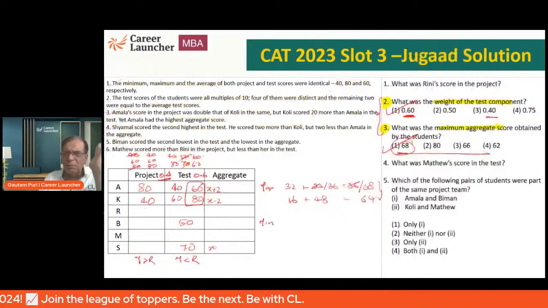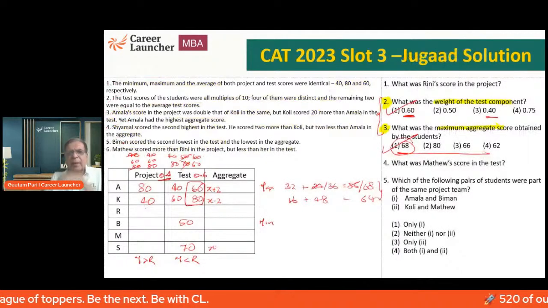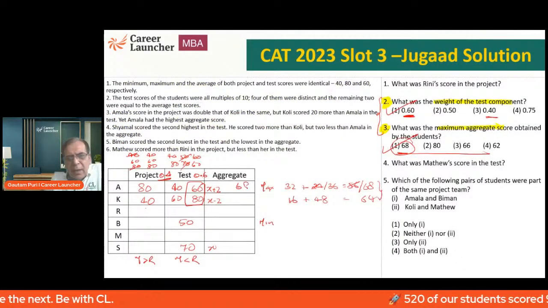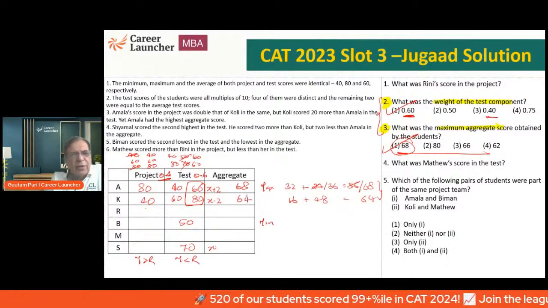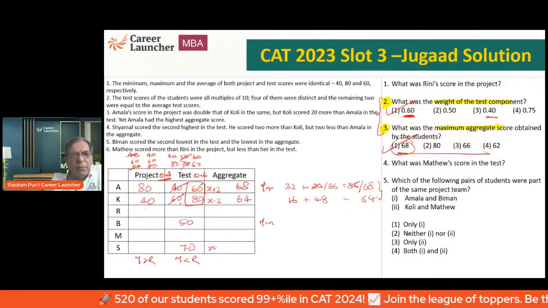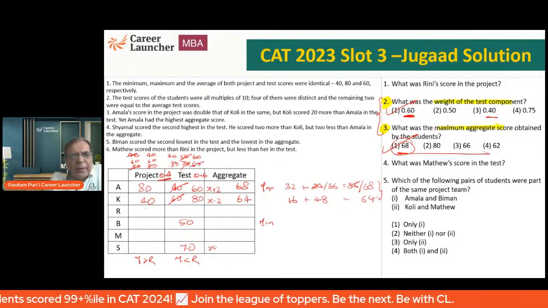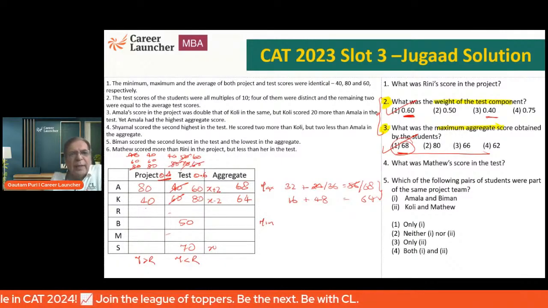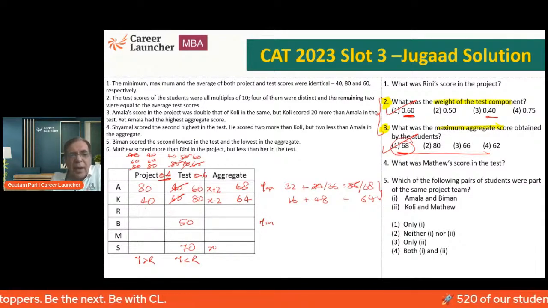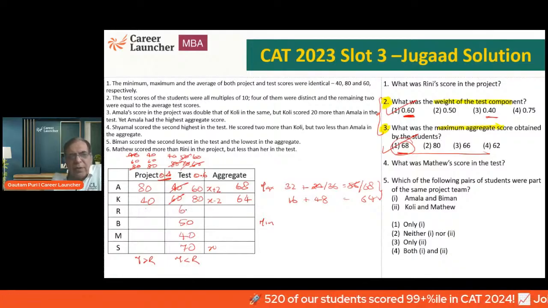Okay. So the starting point is clear. That means this is 68. Kohli has to be 64. These two are out. That means 60 and 80 are gone. 160 and 180 are gone. That means these two will be 40 and 60. One of them has to be 40. One of them has to be 60. And we know Matthew is less than Zinni. So Matthew has to be 40. Zinni has to be 60.